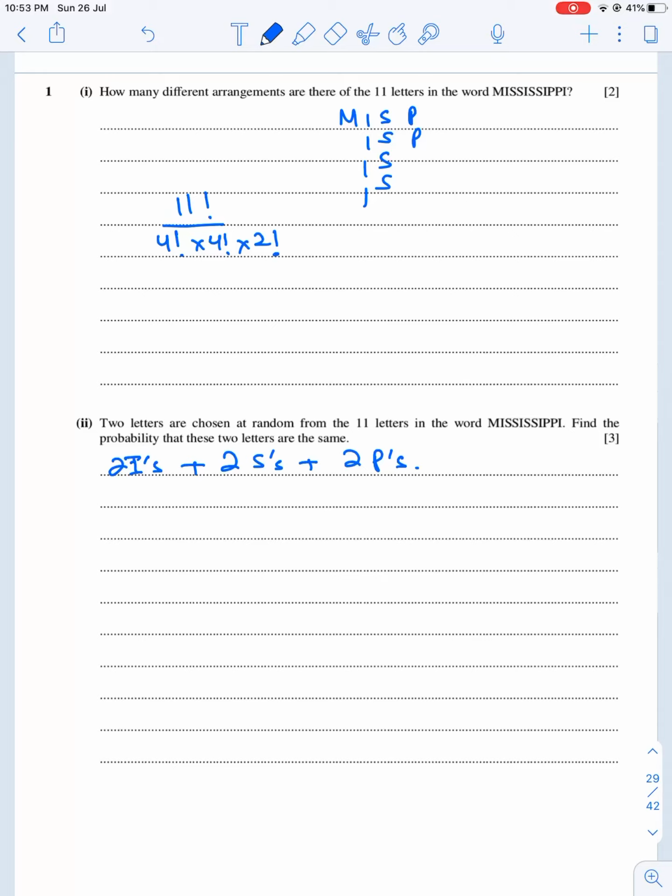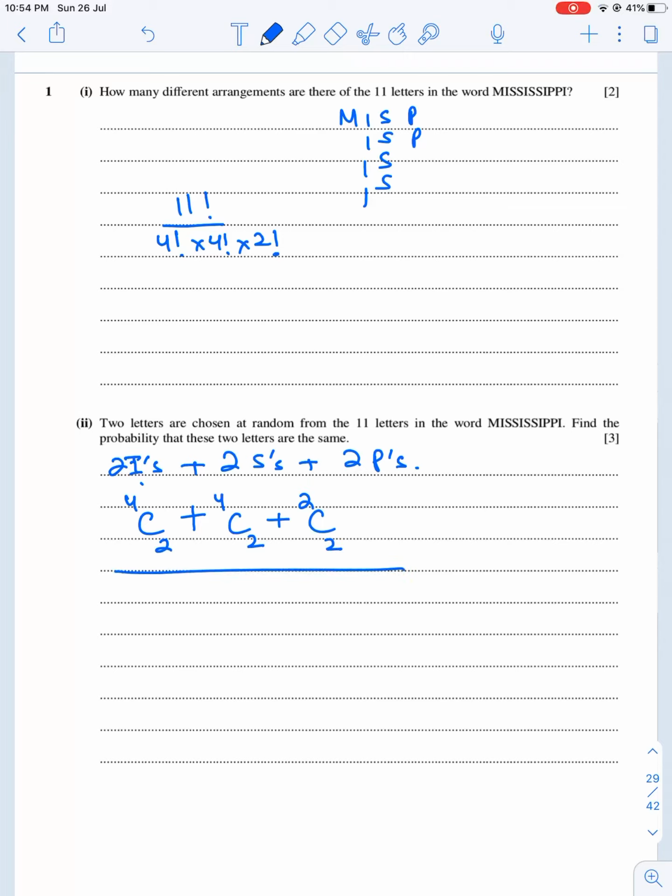Okay, if you choose 2 I's, if you're choosing 2 I's, you have to choose it from 4 I's. Okay, 4C2. 2 S's meaning 4C2 once again, and 2 P's meaning 2C2.